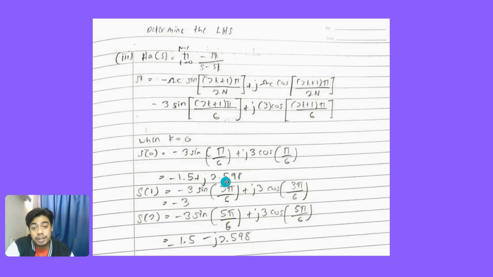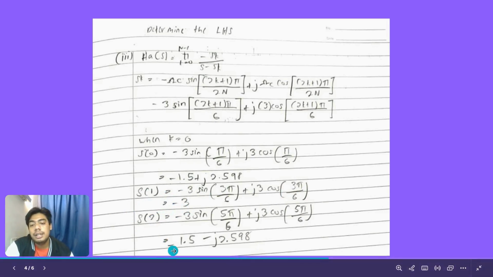j 2.598. For S1 it is minus 3 sine of 3 pi over 6 plus j 3 cos of 3 pi over 6. Then the answer is negative 3. And for S2, we get negative 1.5 minus j 2.598.